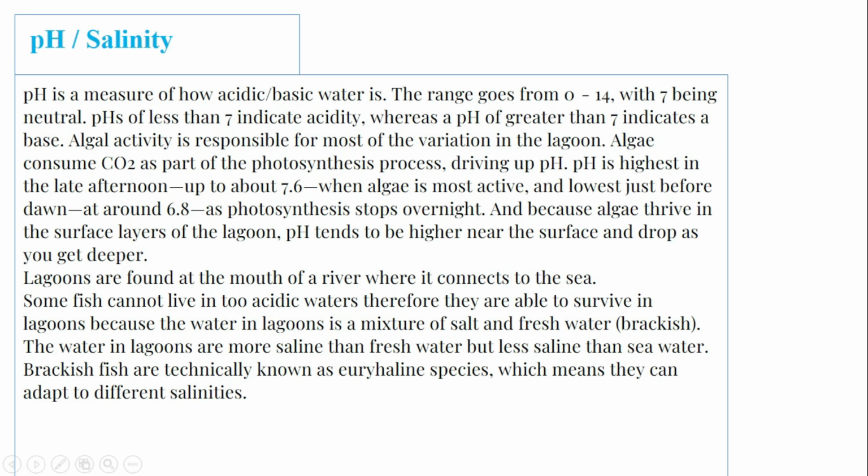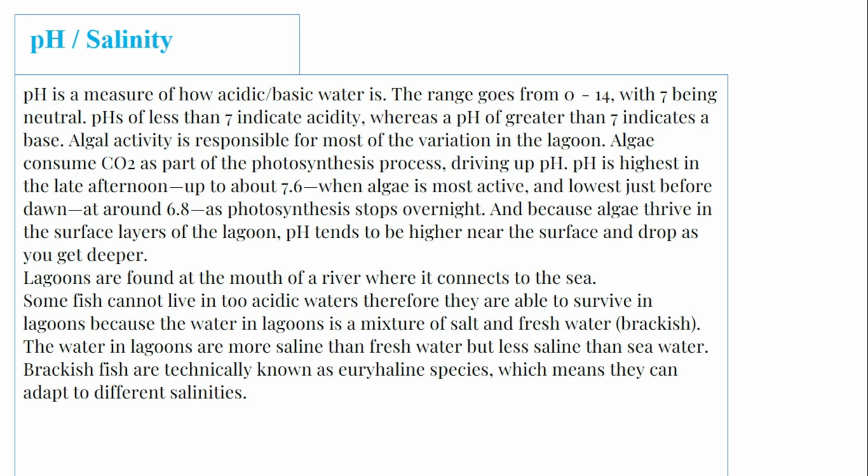So pH is a measure of how acidic or basic water is. The range goes from 0 to 14, with 7 being neutral. A pH of less than 7 indicates acidity, whereas a pH of greater than 7 indicates a base, which is alkaline, right? Algae activity is responsible for most of the variation in the lagoon. Algae consume carbon dioxide as part of the photosynthesis process, driving up pH. pH is highest in the late afternoon, up to about 7.6, when algae are most active, and lower just below dawn at around 6.8 as photosynthesis stops overnight.